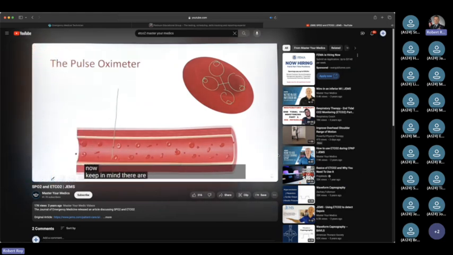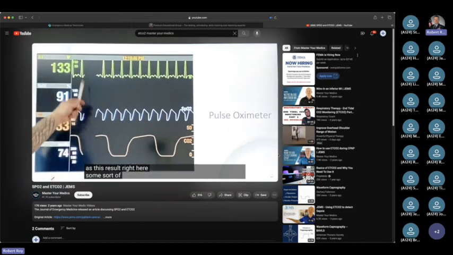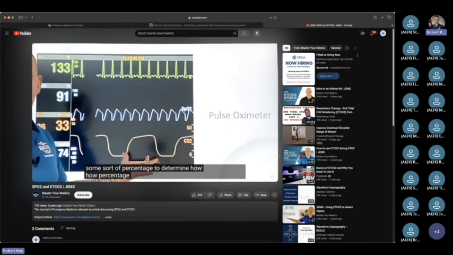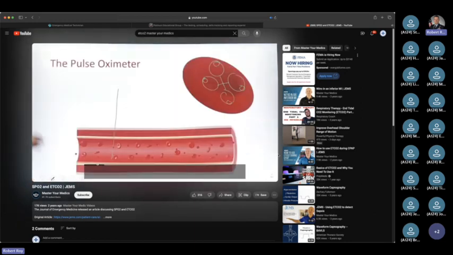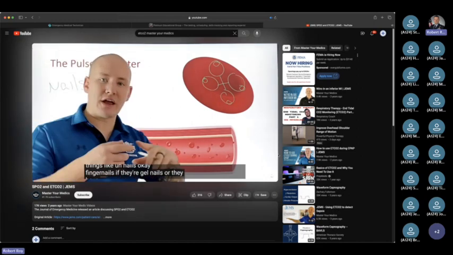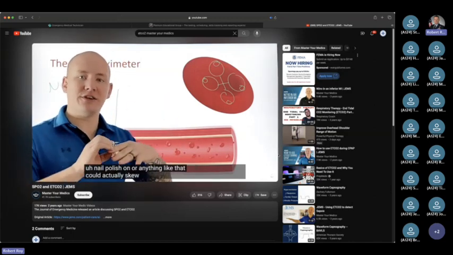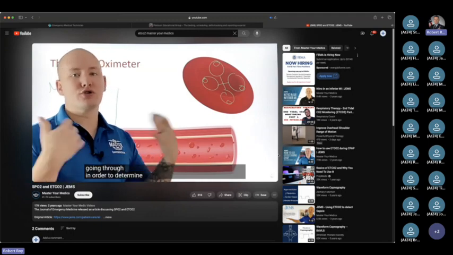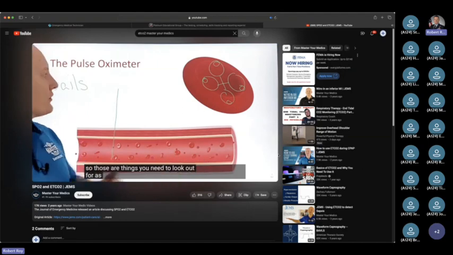Now, keep in mind, there are some things that we need to pay attention to that could skew pulse oximeter results, because they're going to come up with this result right here, some sort of percentage to determine how full our red blood cells are. But there are things that we need to be concerned about, things like nails. Okay, fingernails, if they're gel nails or they have any type of nail polish on, or anything like that, can actually skew the infrared light going through in order to determine a true pulse oximeter reading. So those are the things you need to look out for as well.